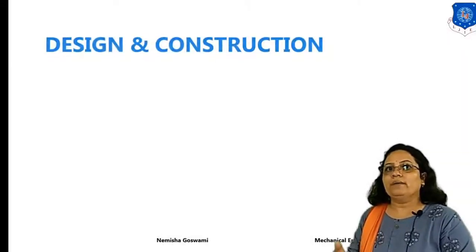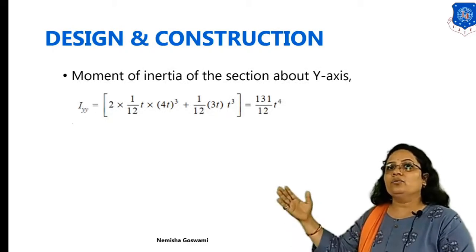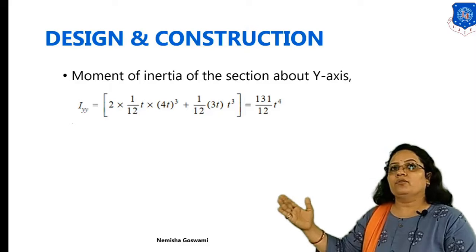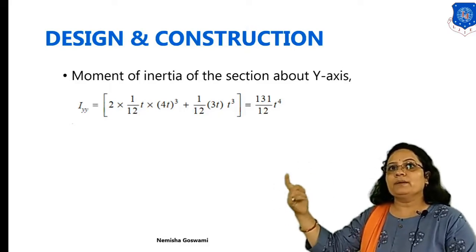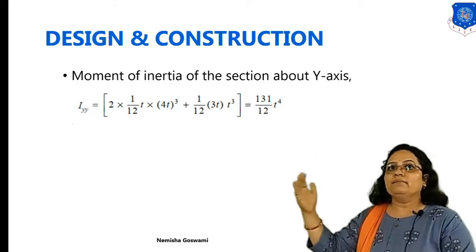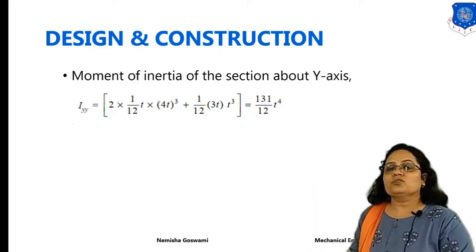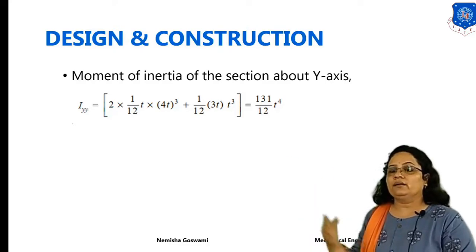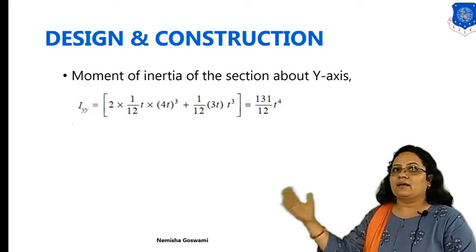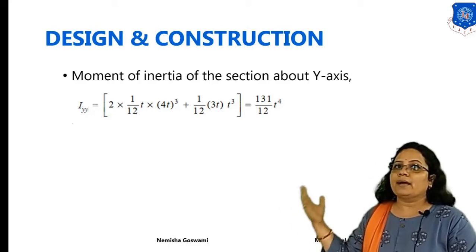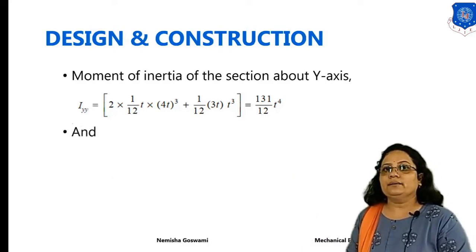Similarly, you can find out the moment of inertia about the y-axis. So about the y-axis is equal to 2 times 1 upon 12 multiplied by thickness multiplied by 4t cube, plus 1 upon 12 into 3t multiplied by t cube, right? So you will get 131 divided by 12 t to the power 4. So these are the moment of inertia about the x-axis and about the y-axis. You can use the mathematical formula to find out these moments of inertia, right?